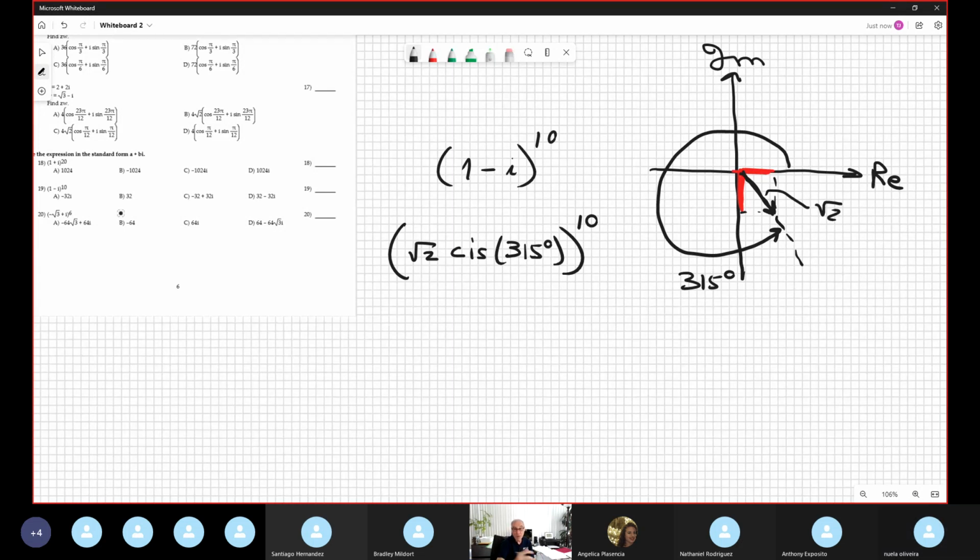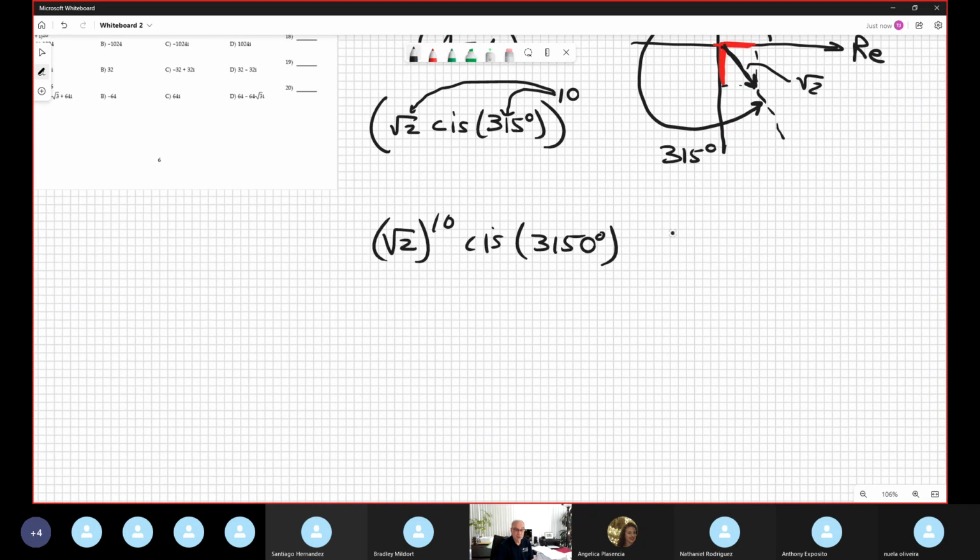Yes. Okay, apply the formula. You raise radical 2 to the tenth power, cosine I sine, multiplication is 3150 degrees. It's easy, the formula. You apply the power to the radius and multiply the angle. Okay, almost we finish the easy part. Now, this is radical 2 gets 2 to the 1/2 raised to the 10 power. Gets 2 to the 10 divided by 2 gets 5. And 2 to the 5th power is 32. Boom.